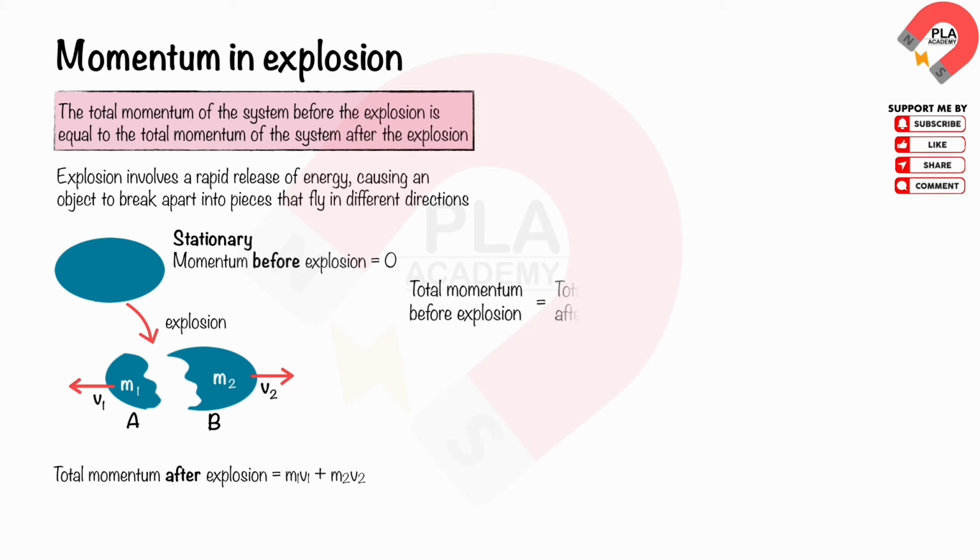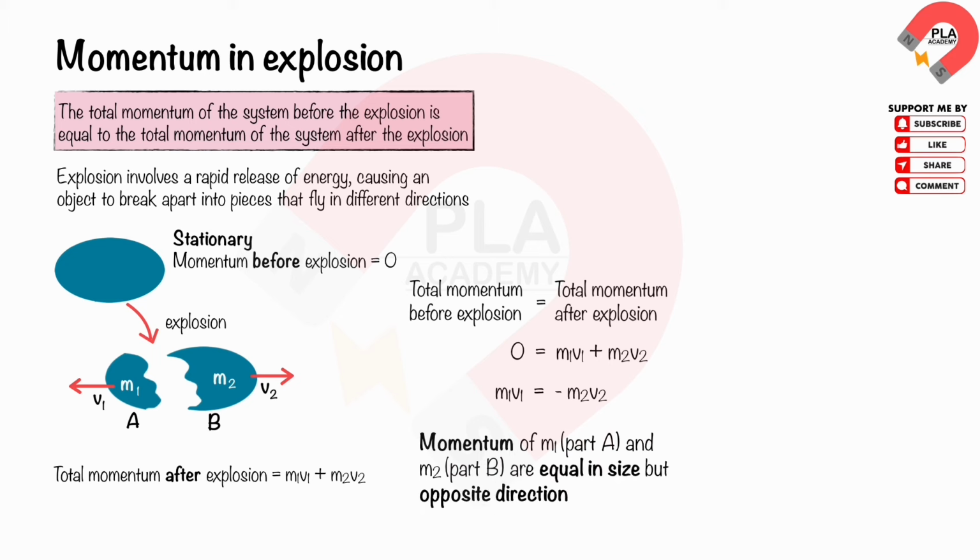So, total momentum before the explosion equals total momentum after the explosion. Then, 0 equals m1 v1 plus m2 v2. And m1 v1 equals minus m2 v2. This equation tells us that the momentum of fragment m1 is equal in magnitude but opposite in direction to the momentum of fragment m2.